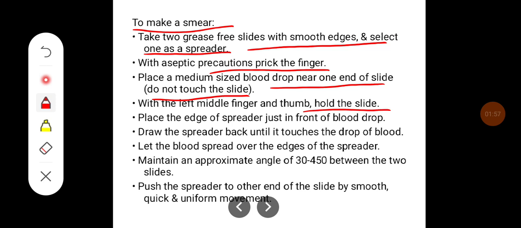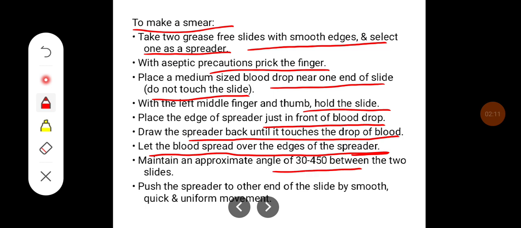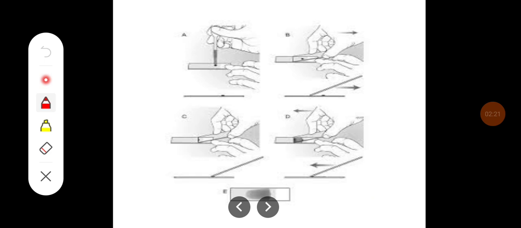Place the edge of the spreader just in front of the blood and draw the spreader back until it touches the blood drop. Let the blood spread over the edges of the spreader. Then, maintaining an appropriate angle of 30 to 45 degrees between the two slides, push the spreader to the other end of the slide by smooth, quick and uniform movements. Okay, so this is how the procedure is to make a good smear.